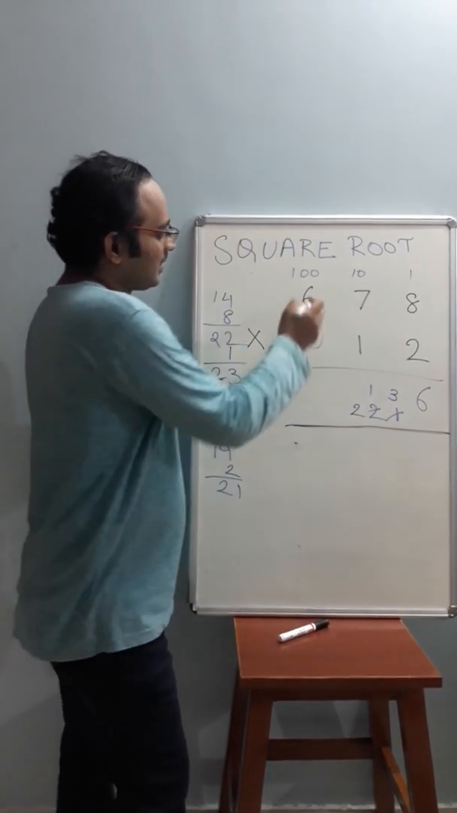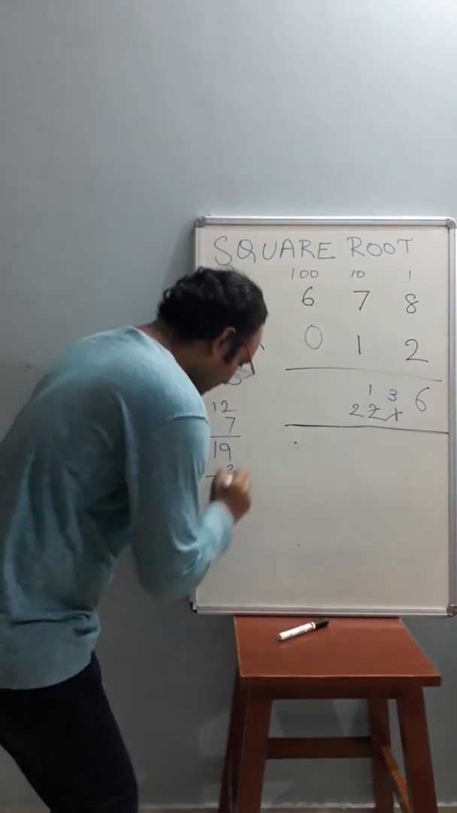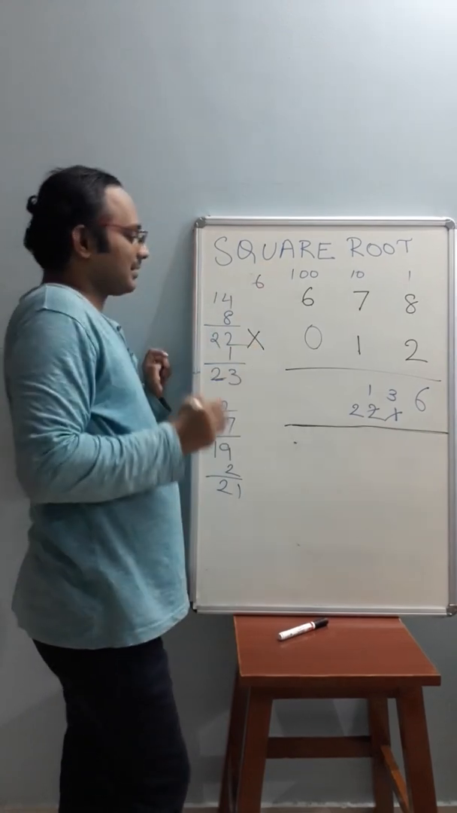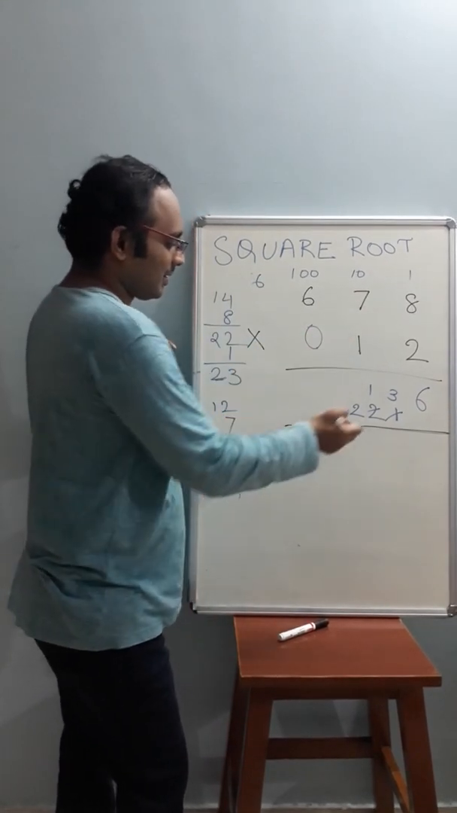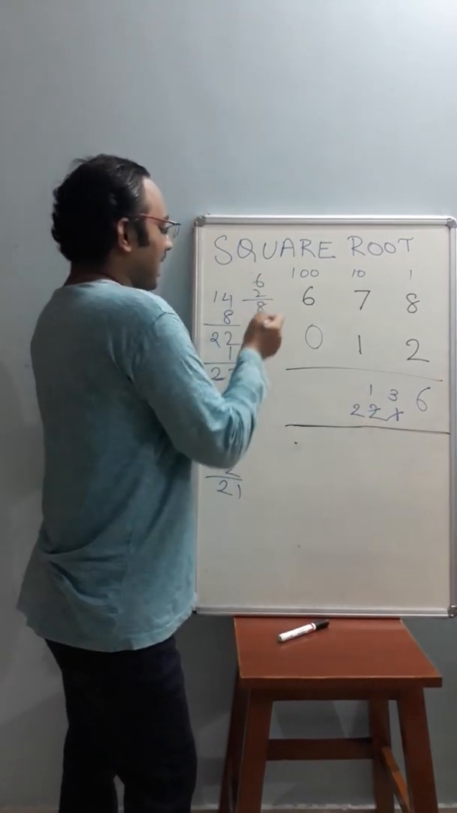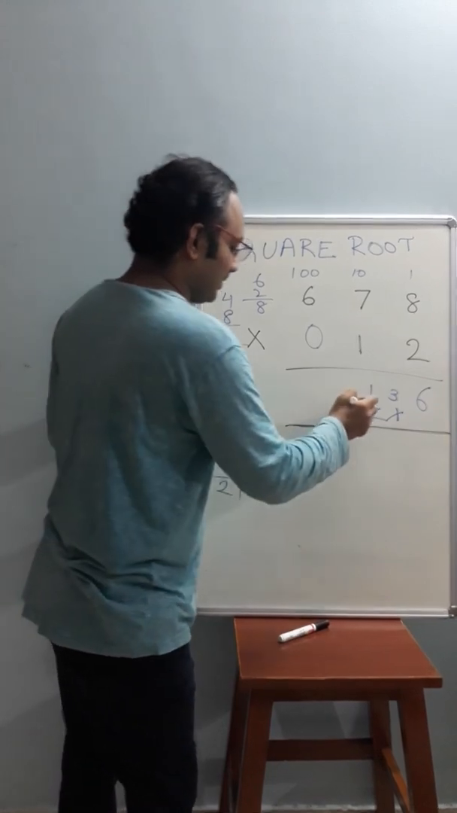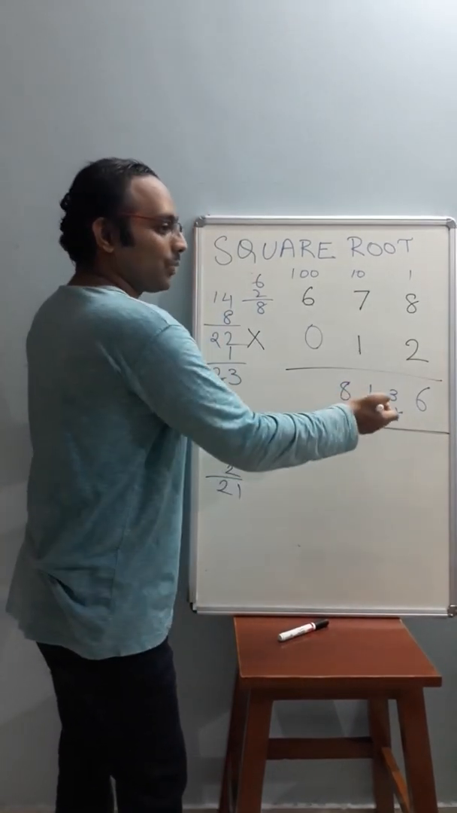Next, 6 hundreds into 1 tens is 6000. 0 hundreds into 7 tens is 0. We have 2 already carry, this is 2. Adding this you get 8. So this is our final answer, 8136.